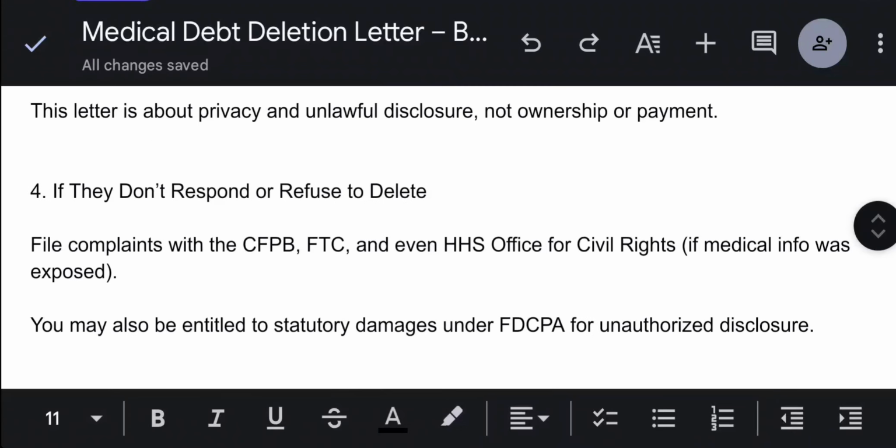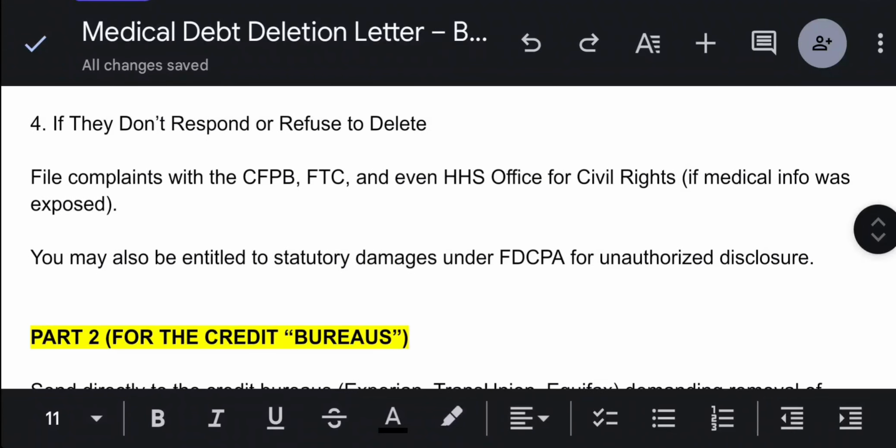Number 4, if they don't respond or refuse to delete, file complaints with the CFPB, FTC, and even the Health Office for Civil Rights if medical info was exposed. You may also be entitled to statutory damages under FDCPA for unauthorized disclosure.